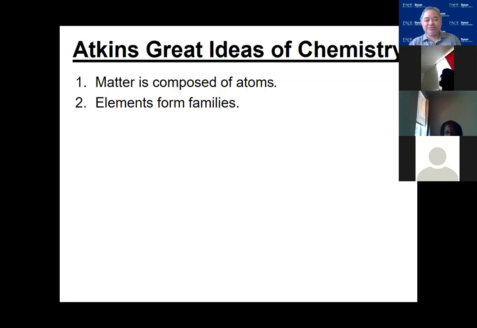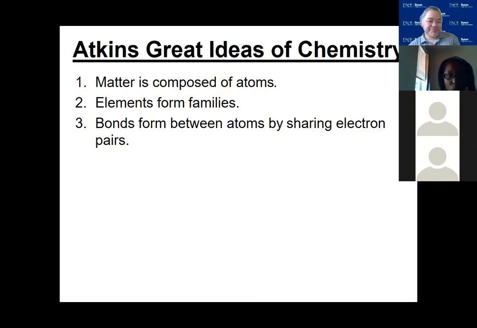Now, elements form families. So this has something to do with the periodic table. In the periodic table, usually a family has elements that have the same chemical and physical properties. And when you look at these properties, usually you will see periodicity. That's why you call it the periodic table, right? And then bonds form between atoms by sharing so-called electron pairs, okay?